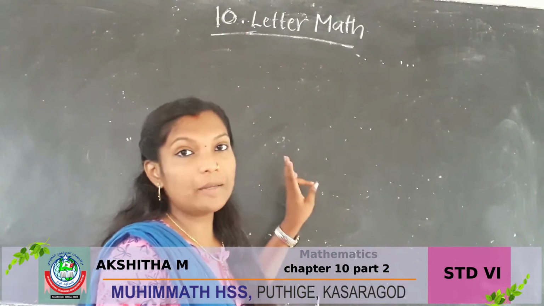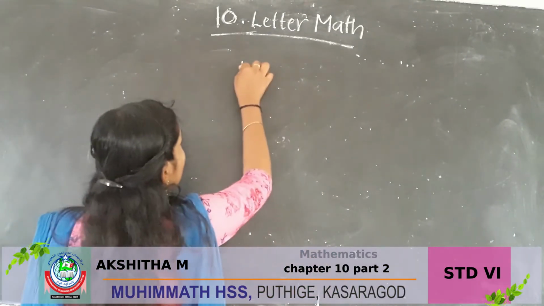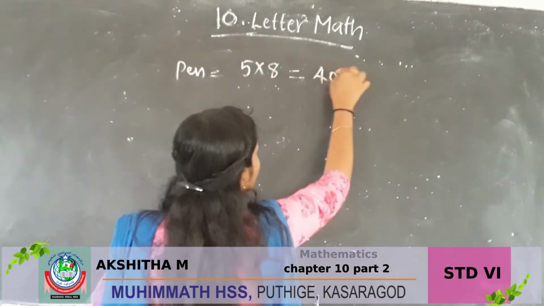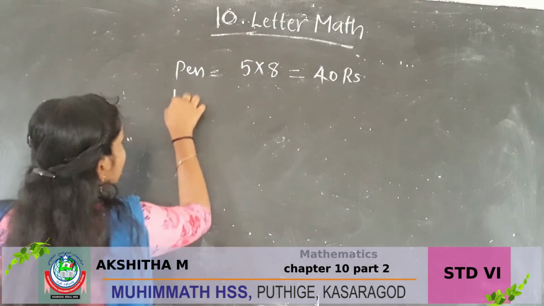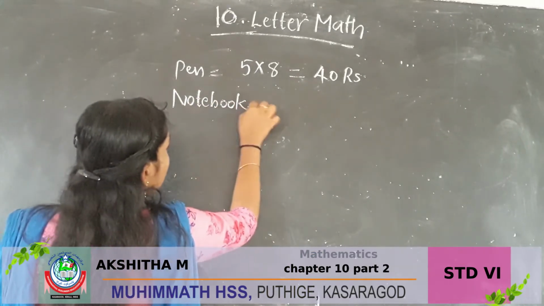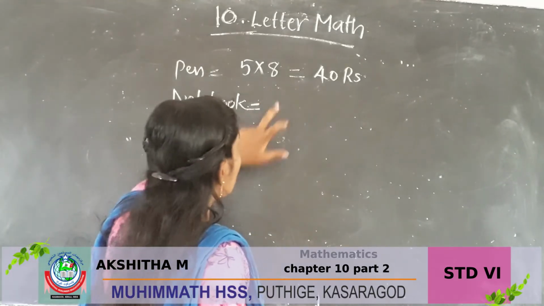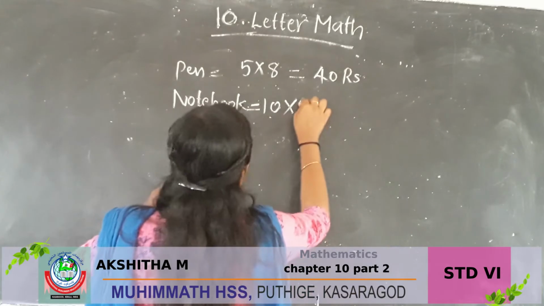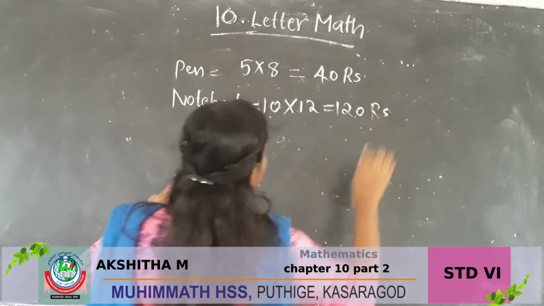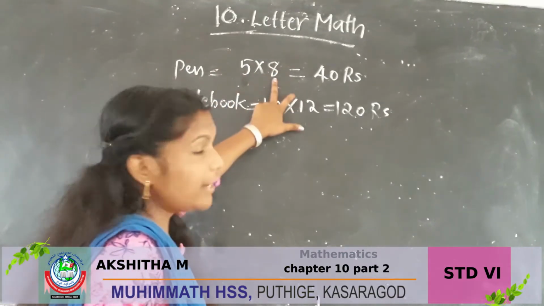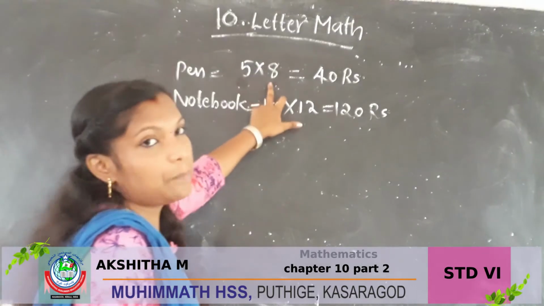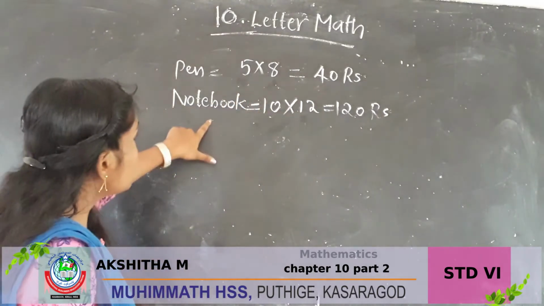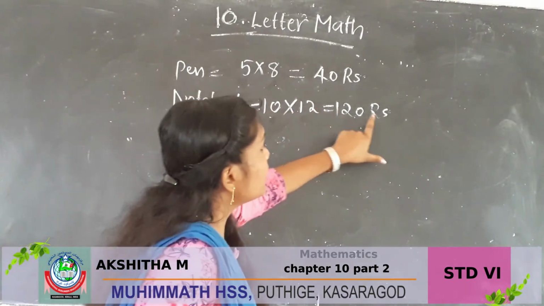So, price of 1 pen is 8 rupees. So 5 into 8, 40 rupees. Price of 1 notebook is 12 rupees. For 10 notebooks, 10 into 12 is equal to 120 rupees. To find the price of 5 pens, we have to multiply 5 into 8, 40 rupees. Here also, price of 1 notebook is 12 rupees, so price of 10 notebooks is 120 rupees.